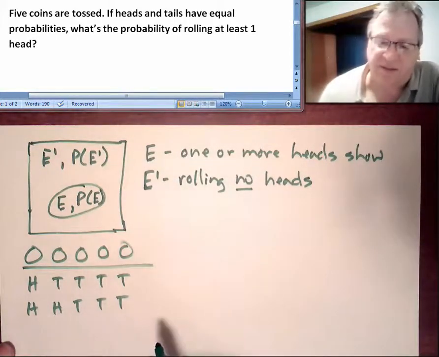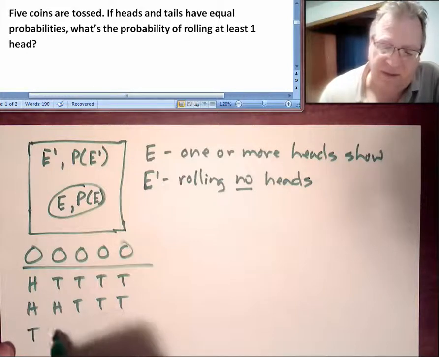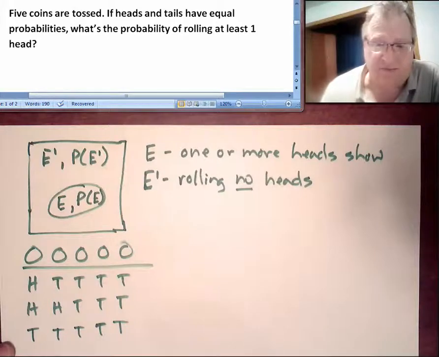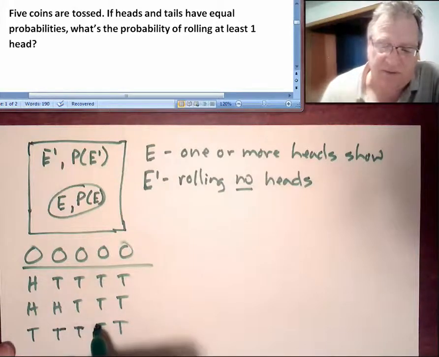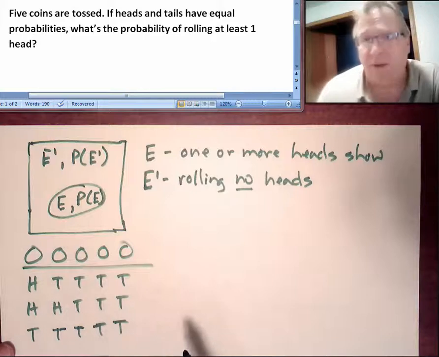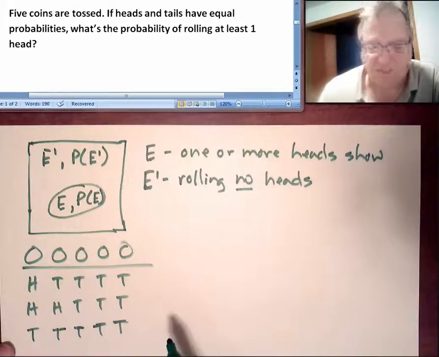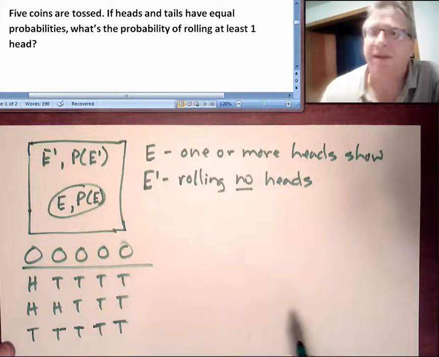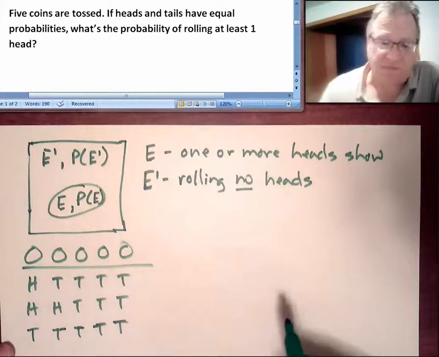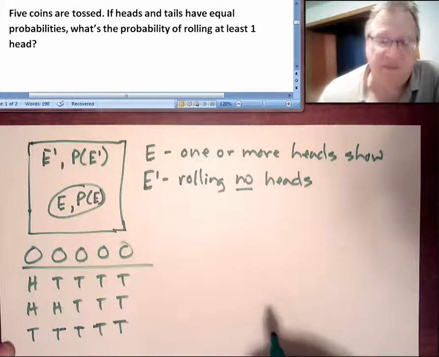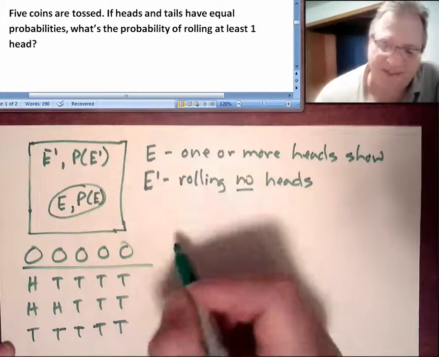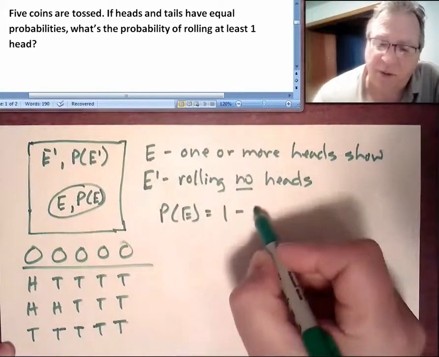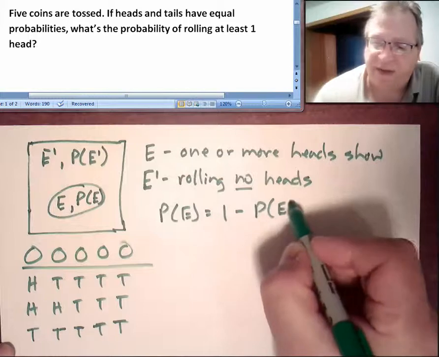Okay, how many ways can this occur? Rolling no heads. Well, let's see. There's only one way that this can be done, right? We roll 5 tails. Yes, that's true. There's going to be a whole bunch of ways that we can roll at least 1 head. But if we had an equation for the probability of E, in terms of the probability of E prime, the complement, that would be a little bit easier. And we do. The probability of event E is simply equal to 1 minus the probability of E's complement.